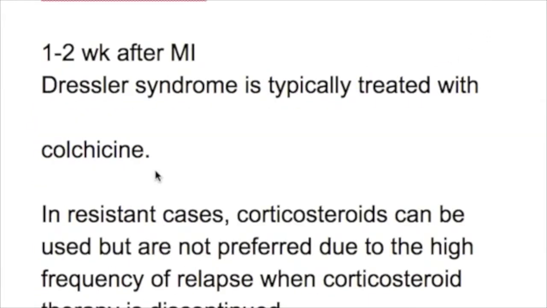When does acute pericarditis occur after myocardial infarction? Acute pericarditis occurs about 1 to 2 weeks, or day 7 to day 10, after acute myocardial infarction, but it may also occur later and is known as Dressler syndrome. And what is the cause of this acute pericarditis? It is due to an autoimmune response to myocardial injury. And the treatment for that is colchicine and aspirin.